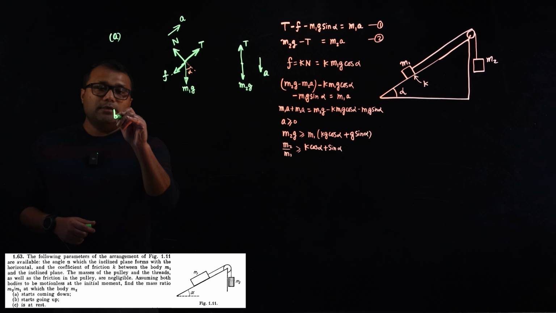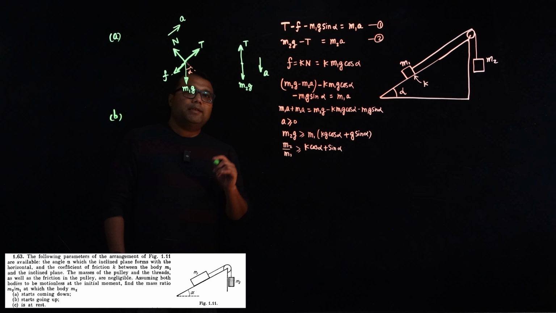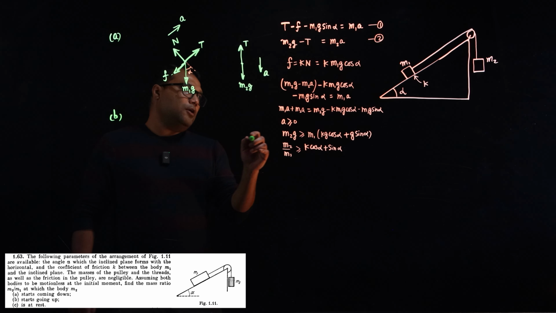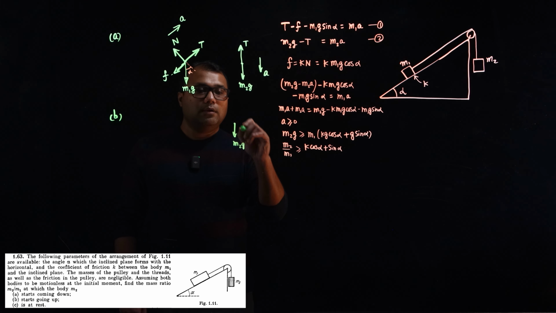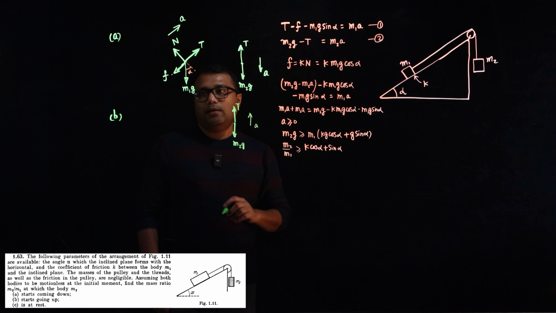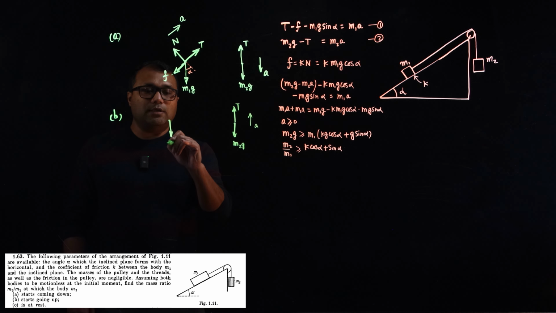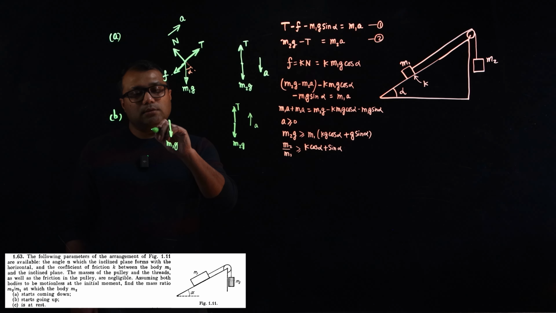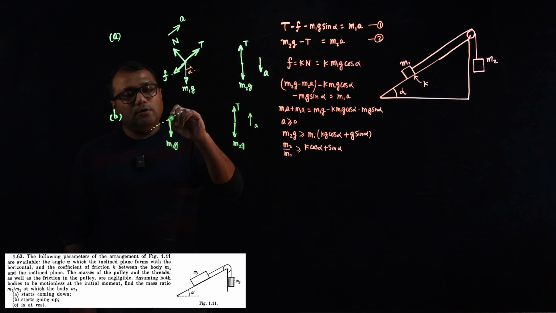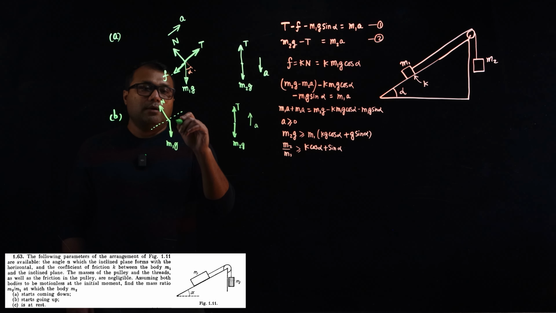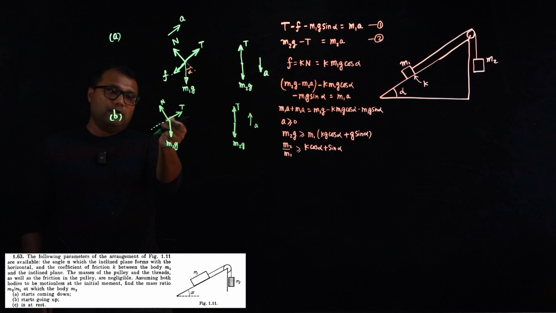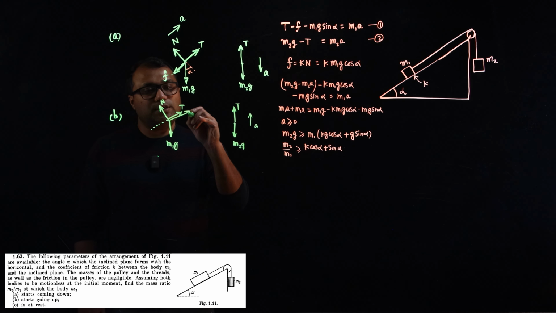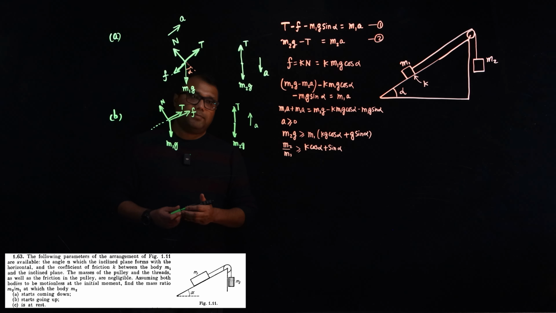Now, for part B, let's do the free body diagram one more time. There will be a little difference. So now M2 is going up. So M2G downward, tension upward, but acceleration is upward. Here we have M1G downward. This is the surface, normal reaction this way, tension this way, but now because M1 is moving along this side, friction direction will change, friction will be this side.